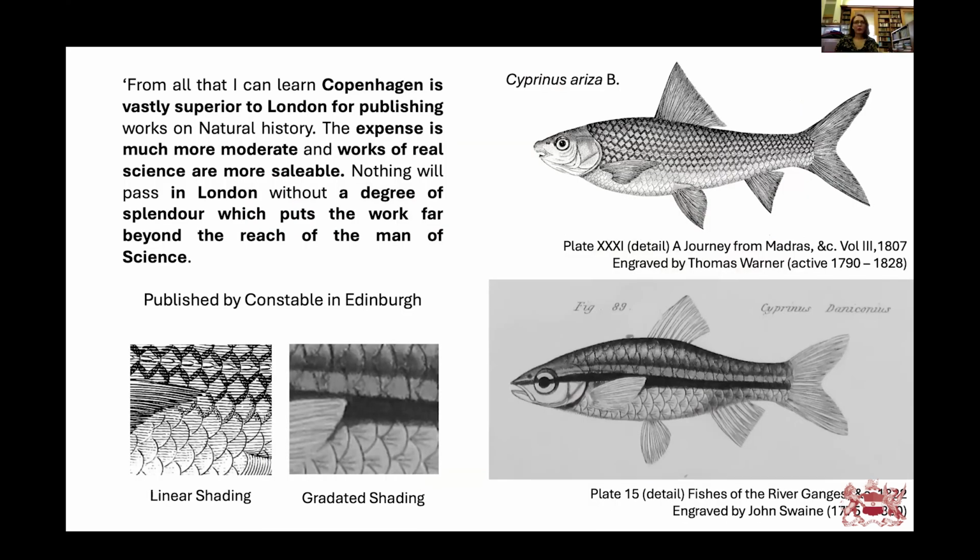Next one, yeah. So I think the quote here says, so from all I can learn in Copenhagen, Copenhagen is vastly superior to London for publishing, and the expense is much more moderate and works of real science are more saleable. So in London, it says nothing will pass without a degree of splendor which puts the work far beyond the reach of the man of science. So that's because at this time, your only option for producing a colored published book was to make the engraving and then hand color. And that was a very expensive process.